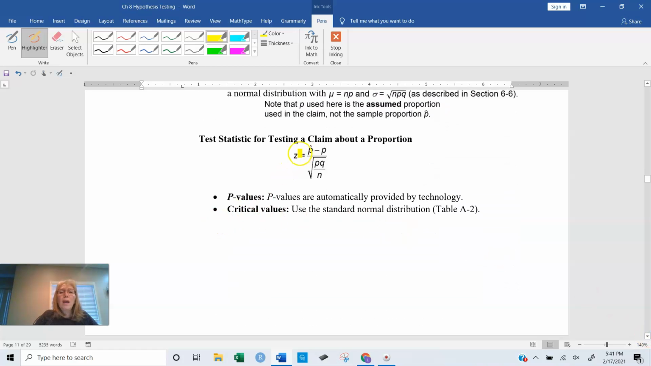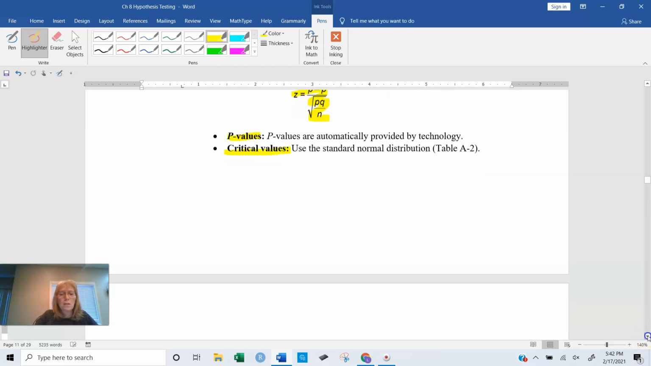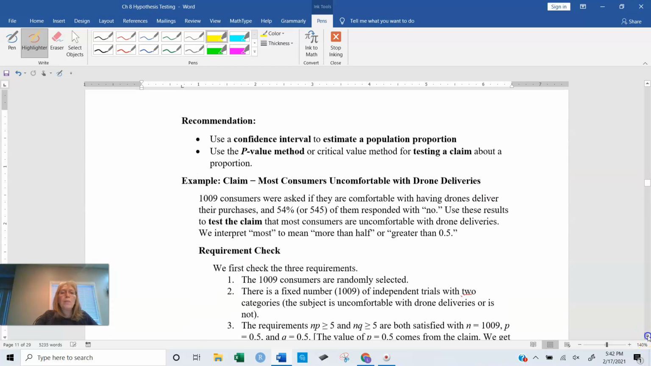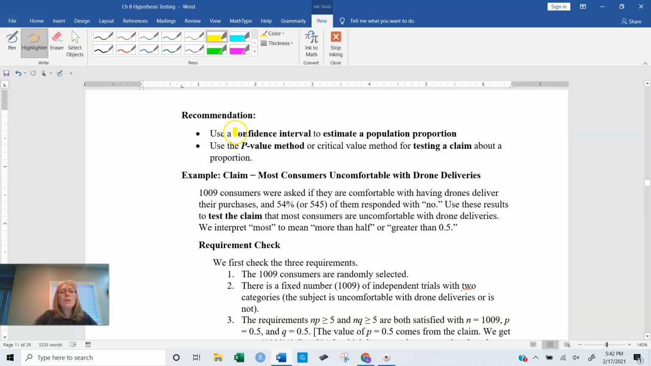We have a formula for calculating Z. We will be using StatDisk to find this, along with the p-value and the critical value. But if you're at home, you can use this here to find your Z-score. You do not have to use StatDisk, but it is possible. We're going to do confidence intervals to figure out how confident we are that our population proportion is in the same range. We will also be using the p-value method and the critical value. We will be doing both for testing a claim, not just the p-value.